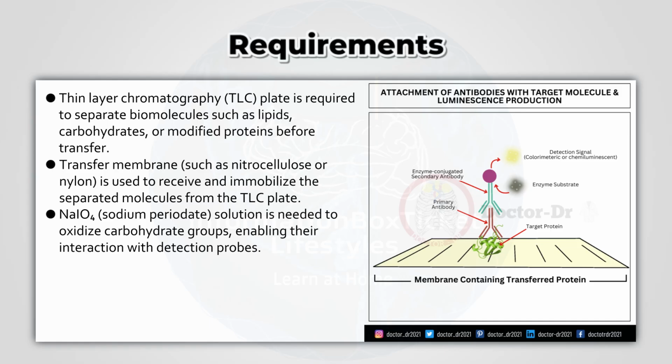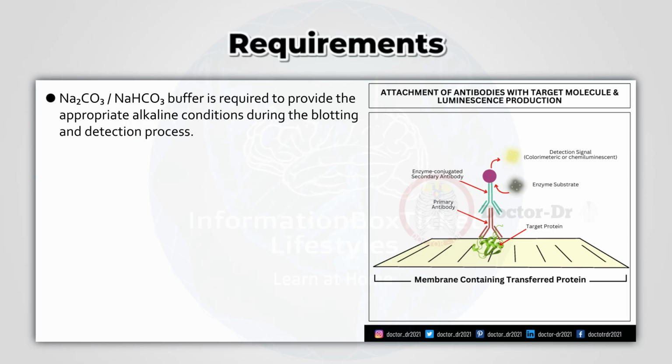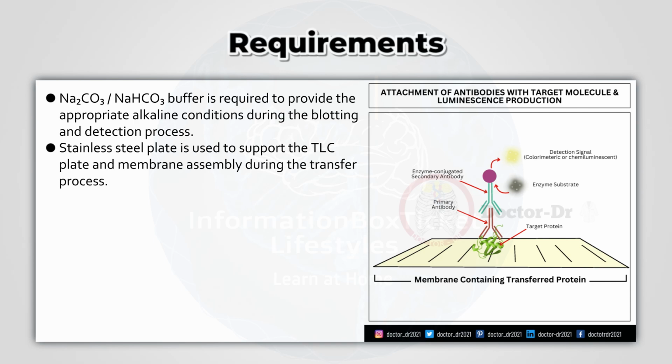NaIO4, sodium periodate solution, is needed to oxidize carbohydrate groups, enabling their interaction with detection probes. Blotting solution is used to facilitate the transfer of biomolecules from the TLC plate onto the membrane. Sodium carbonate/sodium bicarbonate buffer is required to provide the appropriate alkaline conditions during the blotting and detection process. Stainless steel plate is used to support the TLC plate and membrane assembly during the transfer process.